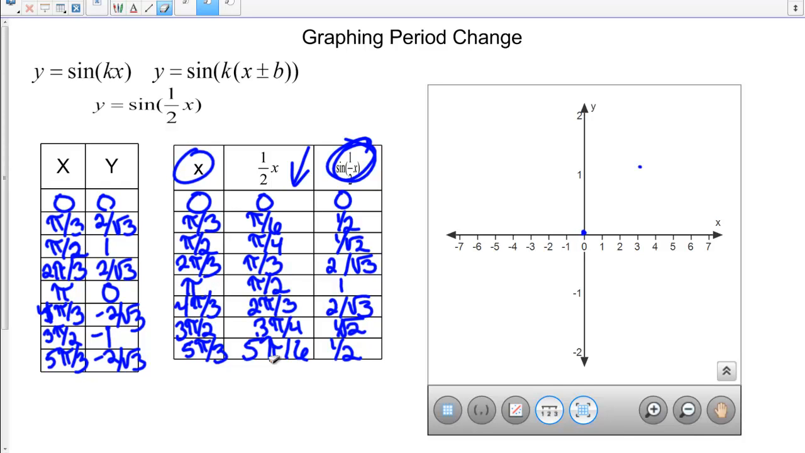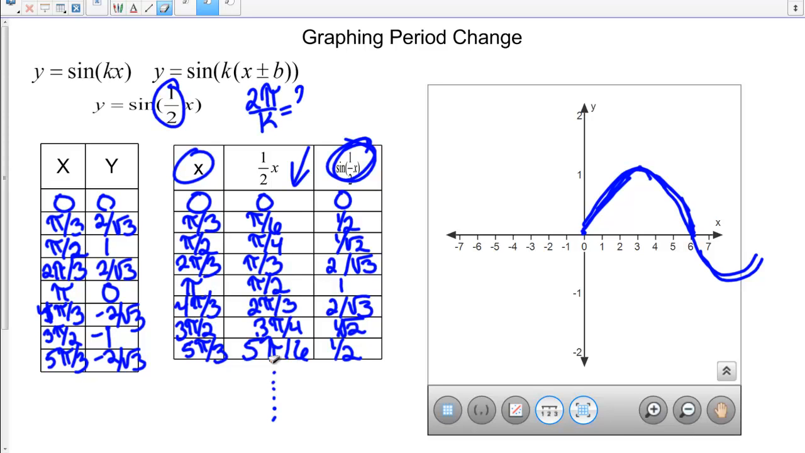So when we plot these, we are going to see that we're actually only going to get half of a sine. We would need to keep going on to get a whole sine, a whole period of our sine, because our period is 2 pi over k.